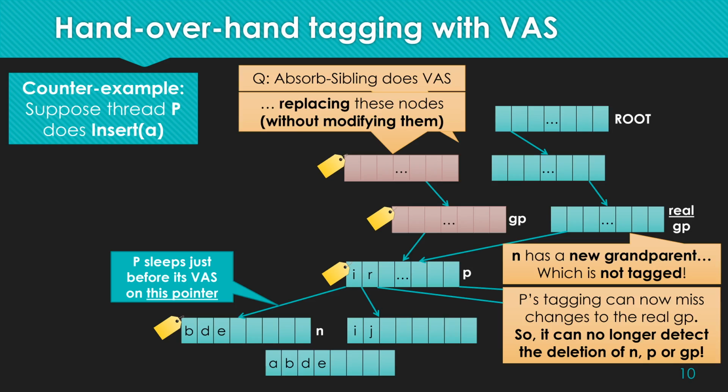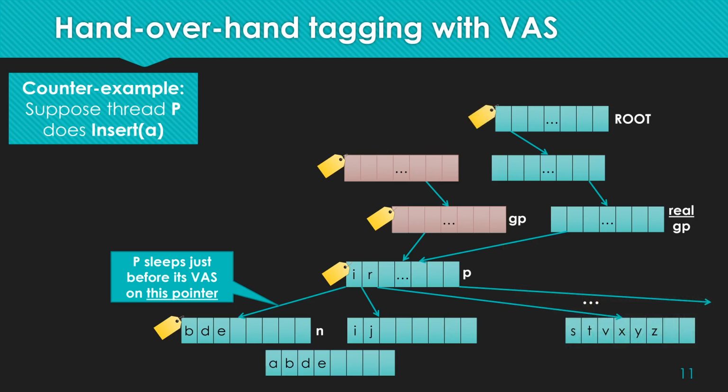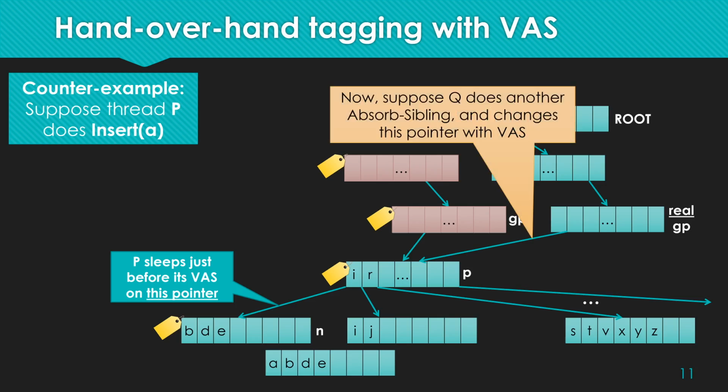so it can't detect the deletion of n, p, or gp. Okay, so you might have some intuition here about why this is a problem, but let me directly show you why something bad can happen here. Suppose that Q now does another absorbed sibling that changes this pointer. So it's changing a pointer in real GP, and that absorbed sibling is going to replace these two nodes with new copies.